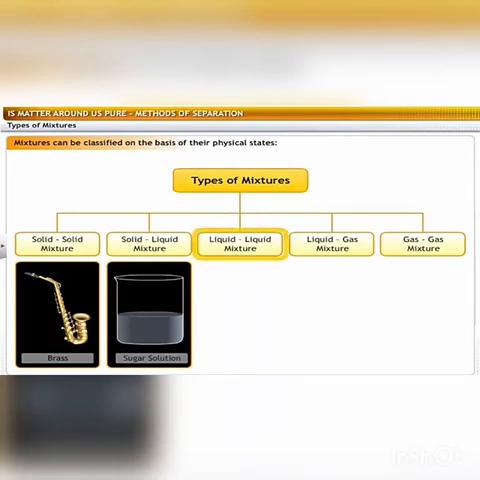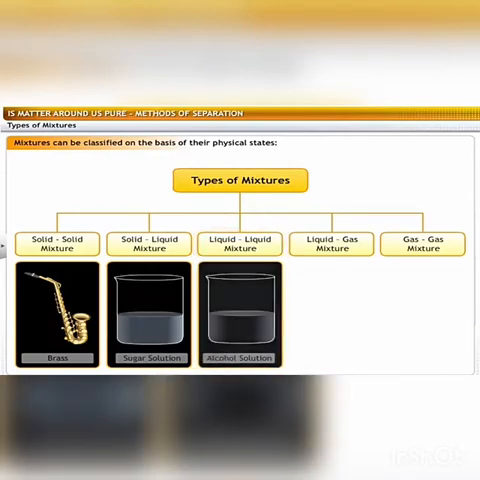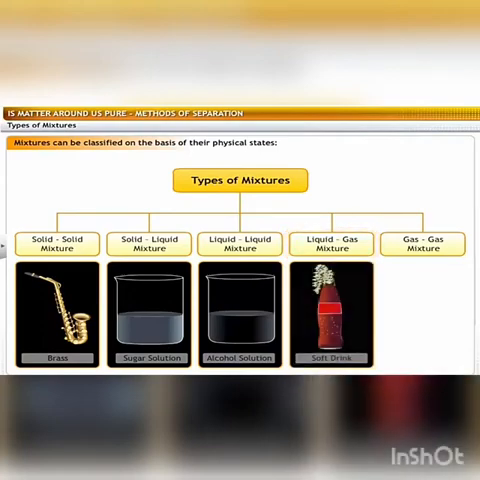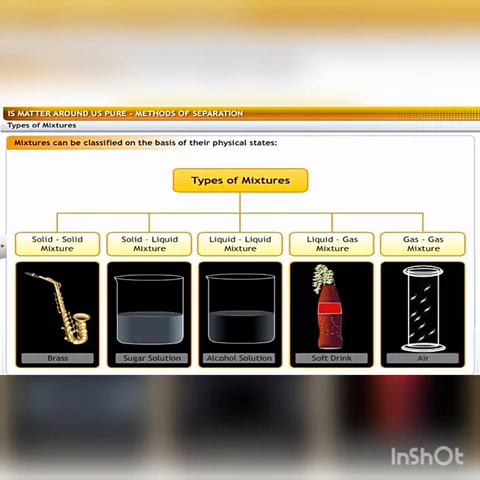Liquid, liquid mixture. Alcohol in water is a liquid in liquid mixture. Liquid, gas mixture. For example, carbon dioxide mixed in water. Gas, gas mixture. Air forms a gas in gas mixture as it is a solution of gases like oxygen, argon, nitrogen, and carbon dioxide. If you are provided with a sample of a mixture and asked to separate the constituents, you first need to figure out the type of the mixture.